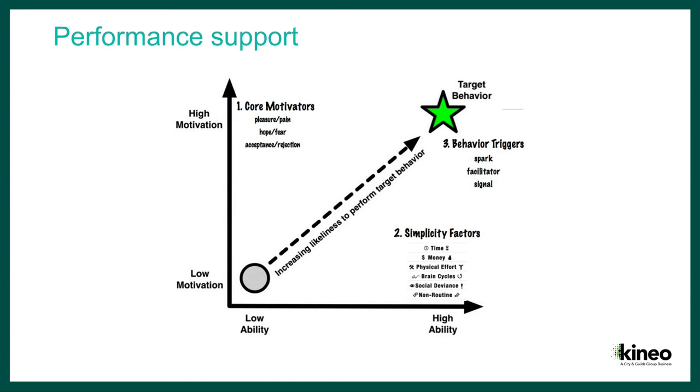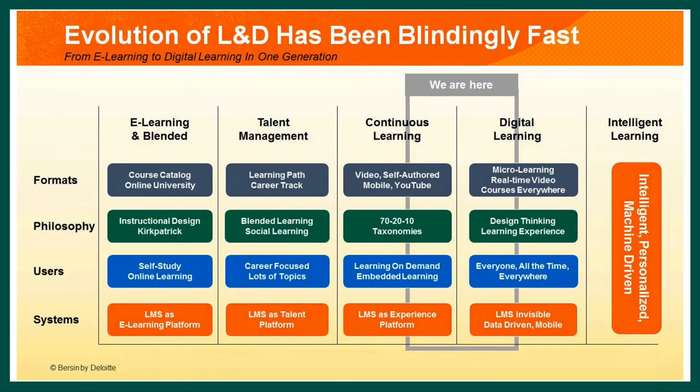Maybe the trigger is an email reminder. Maybe the trigger is someone mentioning an LMS course around the water cooler. Maybe the trigger is a feeling of dissatisfaction that they don't know an answer. Whatever the trigger is, if you can identify clearly what the trigger is and what the motivators are, then you can create a pathway towards the target behavior. And you need a system when learning design is moving so very fast.